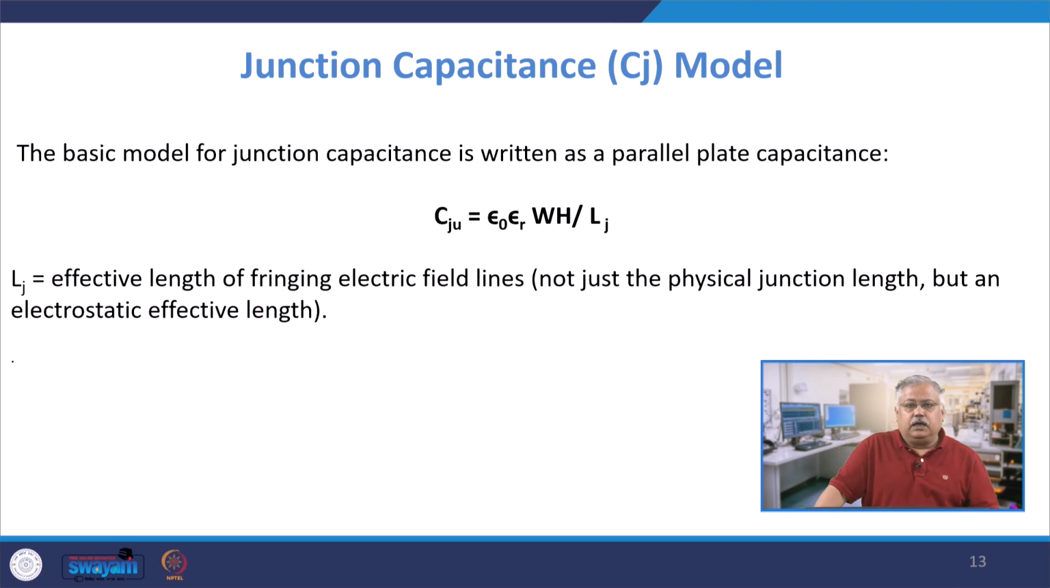As I discussed with you earlier also, the basic model of a junction capacitance is written as a parallel plate capacitor, and its value CJU is given by epsilon naught epsilon R into W into H, where W is the width and H is the height, so W into H gives you the area, divided by LJ, the junction length, which is the effective length of the fringing electric field. It is basically an electrostatic effective length that will give you the value of CJU, the junction capacitance.